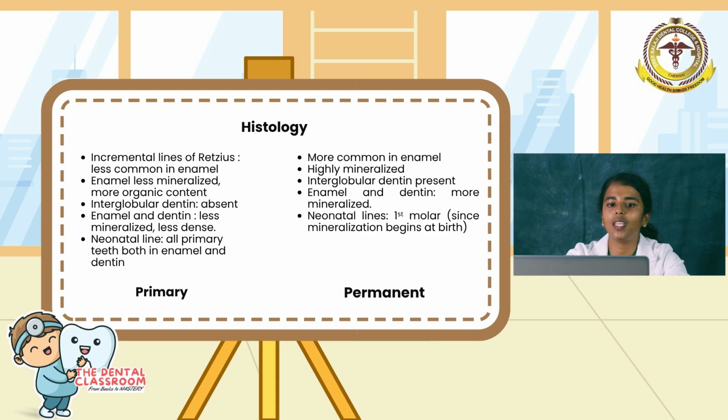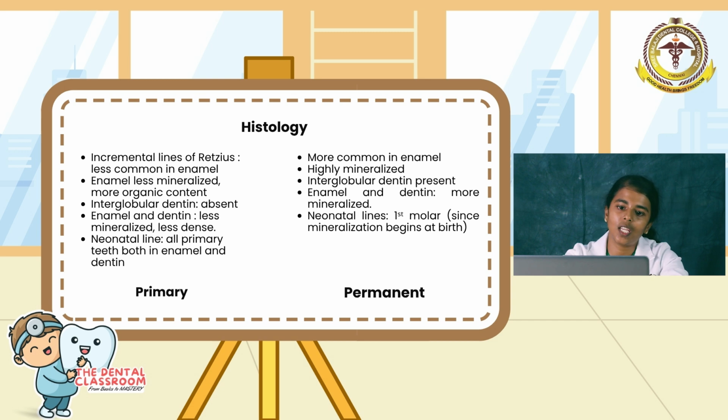The incremental lines of Retzius are more prominent in the permanent dentition when compared to the primary. The enamel is less mineralized and has more organic content in the primary dentition, whereas the permanent dentition is highly mineralized. Interglobular dentin is usually absent in the primary dentition, but in the permanent dentition it is well appreciated histologically in a regular pattern. The enamel and dentin of the primary teeth are less mineralized and less dense histologically when compared to the permanent teeth.